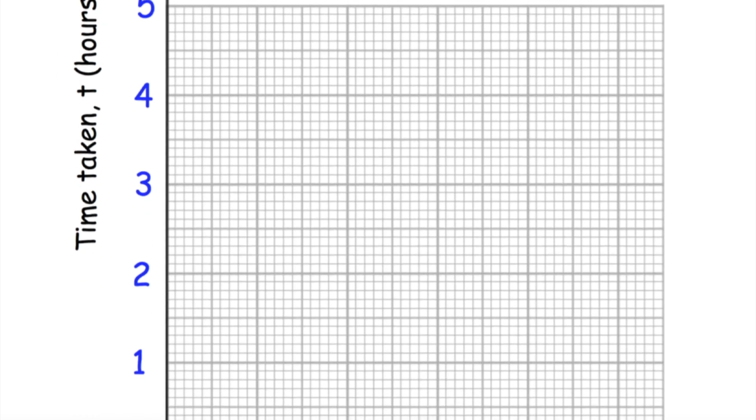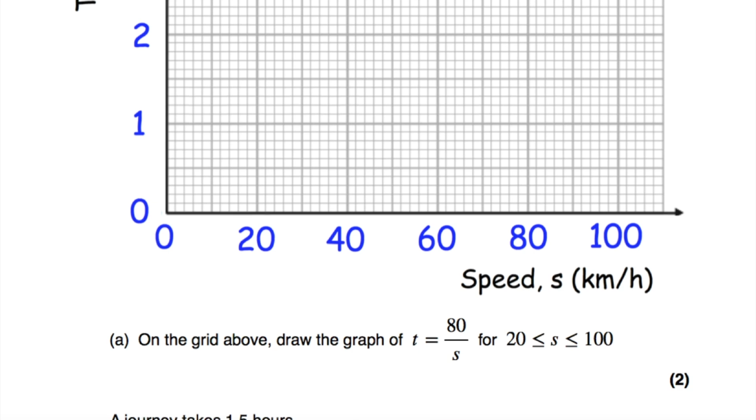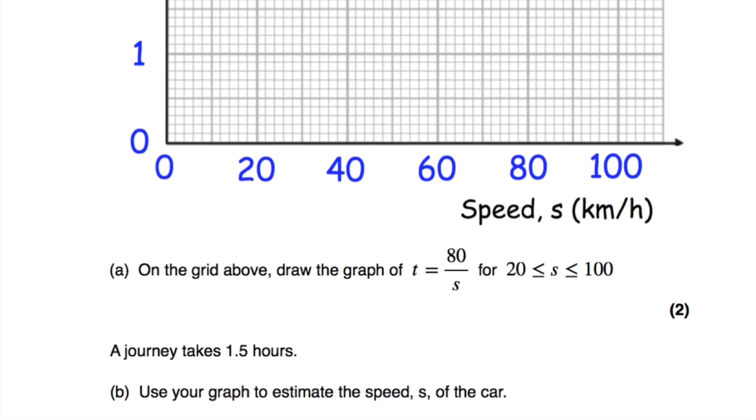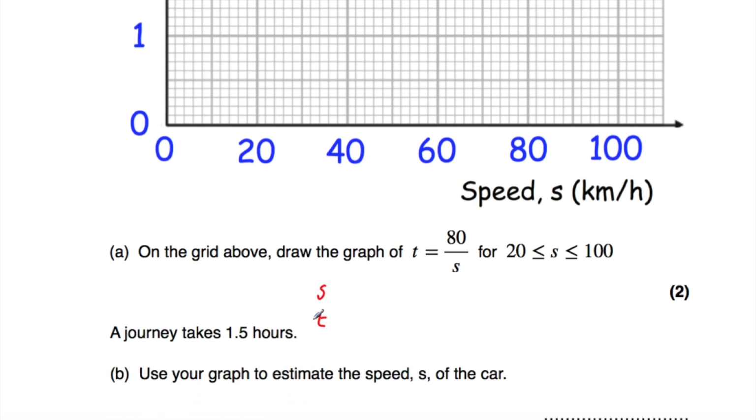So then we've got our graph. And the question says, on the graph, draw the graph of t equals 80 over s for values of s that are bigger than or equal to 20, but less than or equal to 100. So let's do a little, I was going to say xy table, a little st table. It looks something like this, s and t.